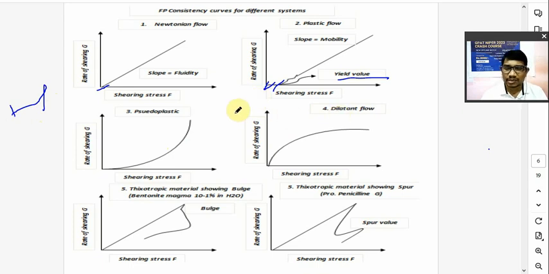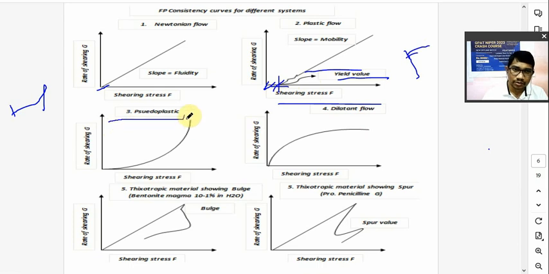So if you increase the shearing stress, it will take a certain shearing stress, and the rate of shearing will not increase. But up to a certain point, after that, if you increase the stress, the rate of shearing will increase proportionally. This point is known as the yield value. Yield value indicates the force of flocculation in the case of suspension. Flocculated suspensions show plastic flow.